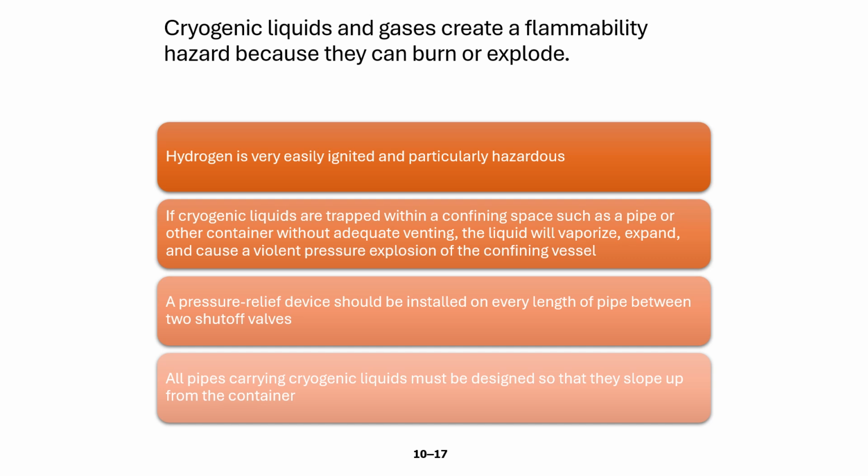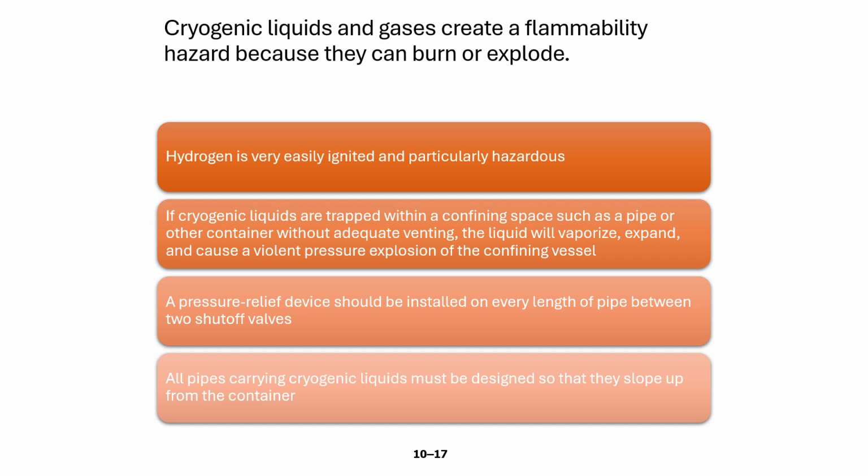If cryogenic liquids are trapped within a confining space, such as a pipe or other container without adequate venting, the liquid is going to vaporize, expand, and cause a violent pressure explosion of the confined vessel. So, are we starting to think about pressure relief? Yeah. So liquid to vapor ratios can create extreme explosive conditions when the product is heated within that confined space. And this situation is particularly true in piping.